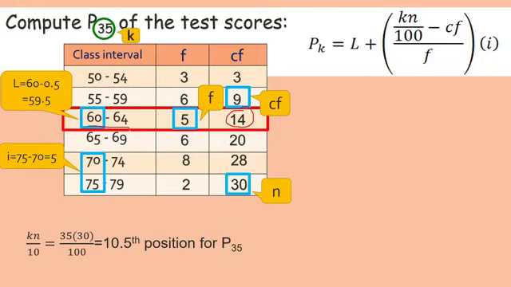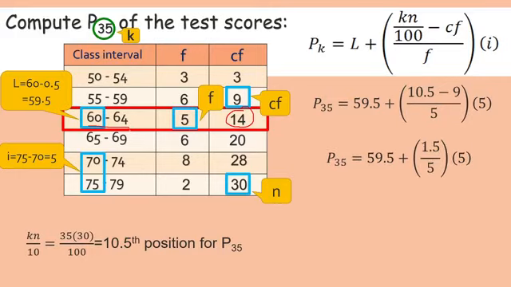Substituting everything into our formula, that will be our solution. You subtract 10.5 and 9, and you'll get 1.5. Solving 1.5 times 5 divided by 5, you'll get 1.5. Plus 59.5, you're going to get 61 for the 35th percentile.